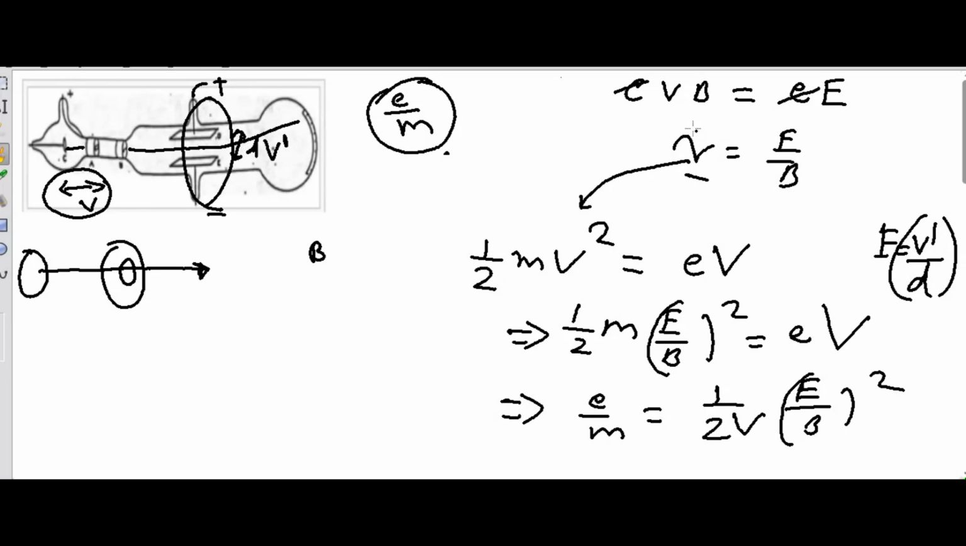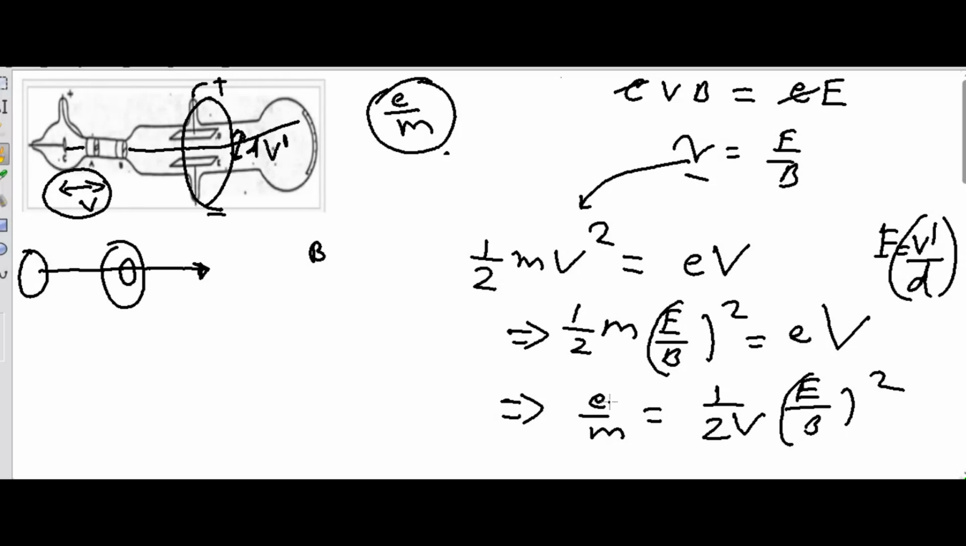The electric field which balances the magnetic field is this electric field, and the potential V here is the potential between these two points.